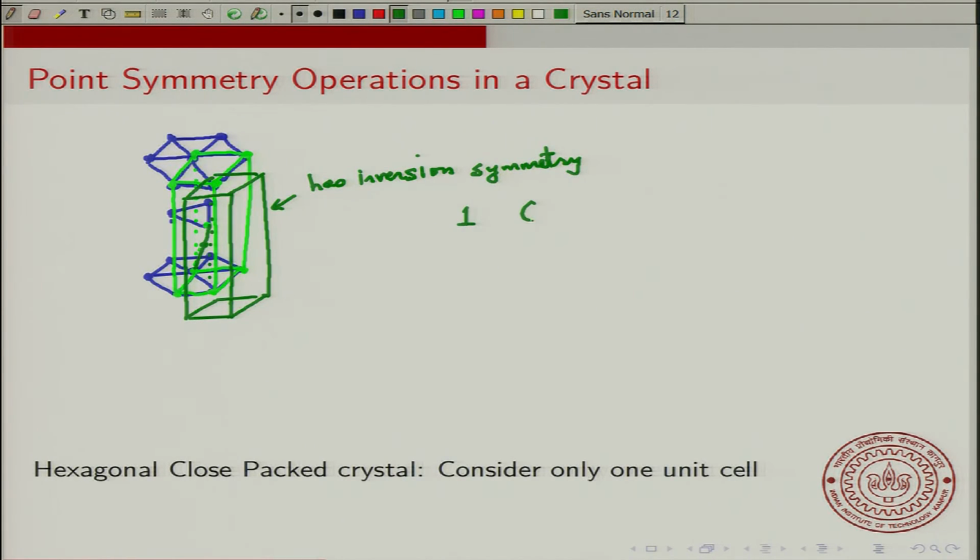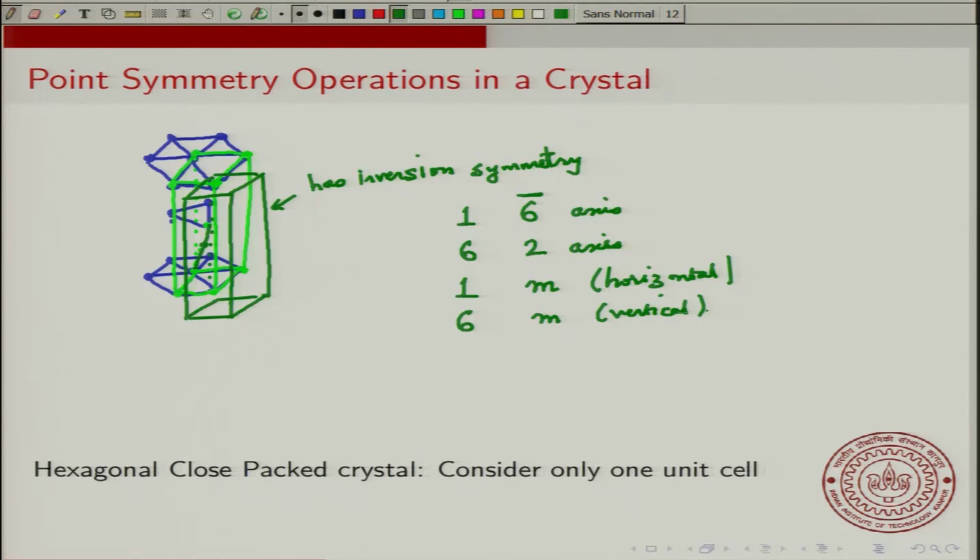So there is one 6 bar axis. Okay, it's not a 6 axis, it's a 6 bar axis. There are 6 two-fold axes, there is one mirror in the horizontal direction, and there are 6 mirrors in the vertical directions. And in addition there is an inversion center, and there is one identity operation.